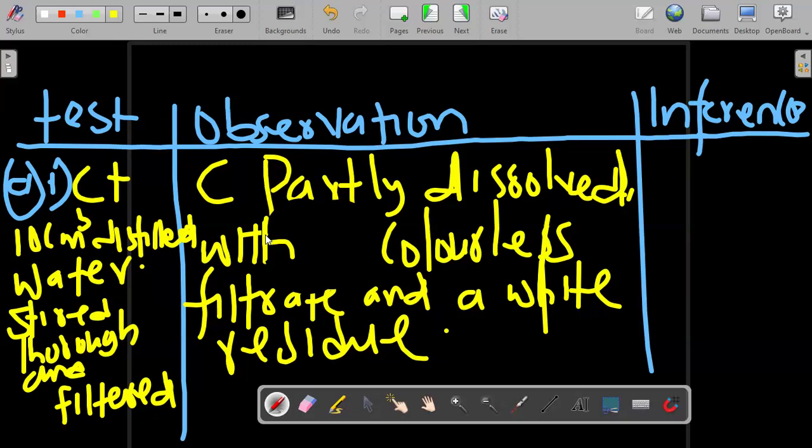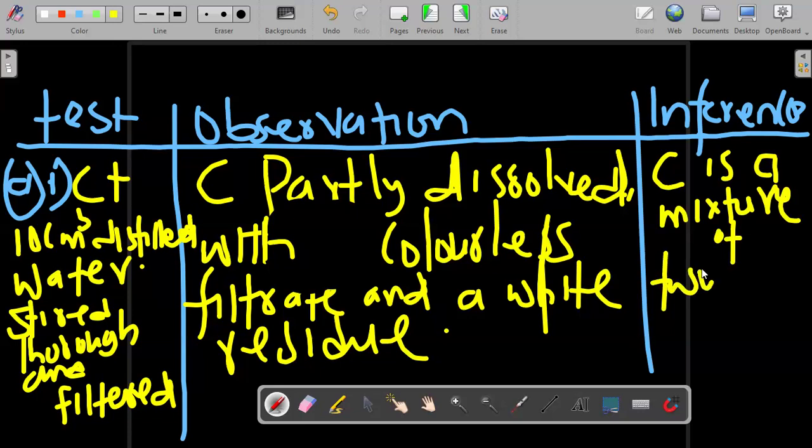So what is my inference? I will not say C is a mixture of two salts. That is not my inference. Or C is a mixture of two insoluble salts. You can also use that. C is a mixture of two insoluble salts. You can also write that as your inference. Is that clear?